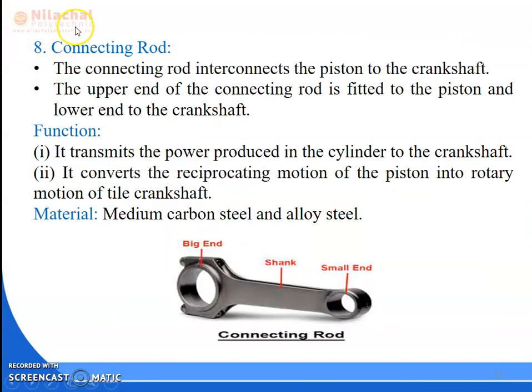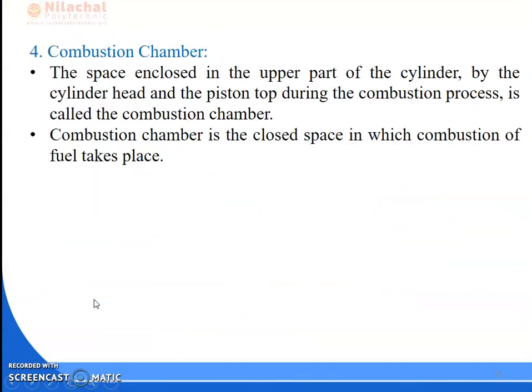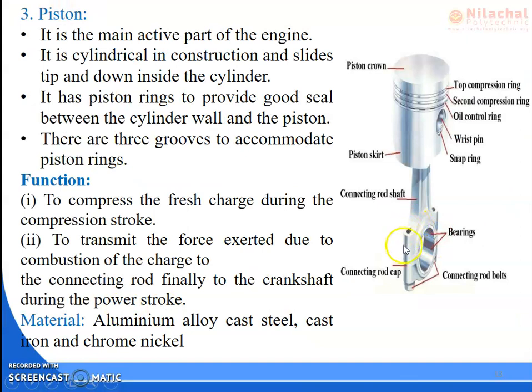Then we will discuss your connecting rod. What is the function of the connecting rod? The connecting rod interconnects the piston and the crankshaft. In the picture you can see that the connecting rod has two ends, one smaller end and one bigger end. The small end will be connected with the piston, and the big end is connected to the crankshaft. As you can see here, the big end will be connected.